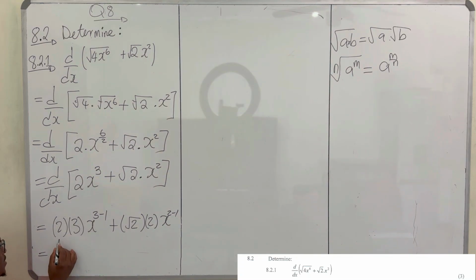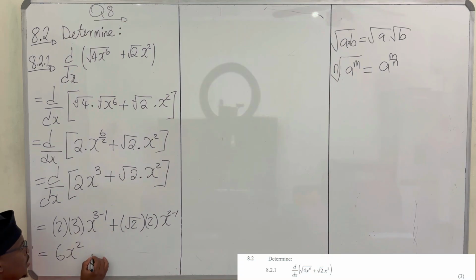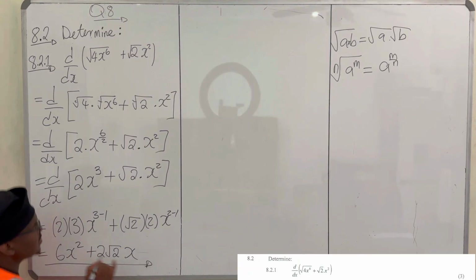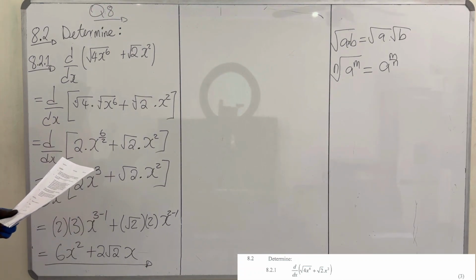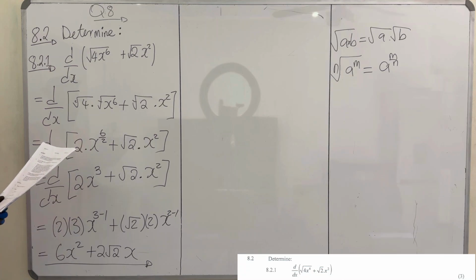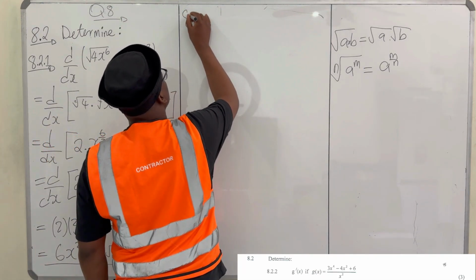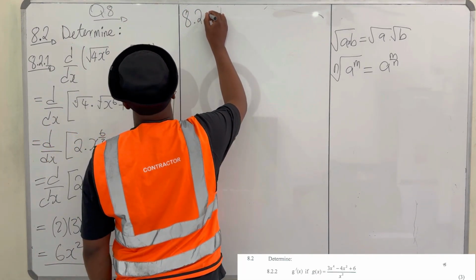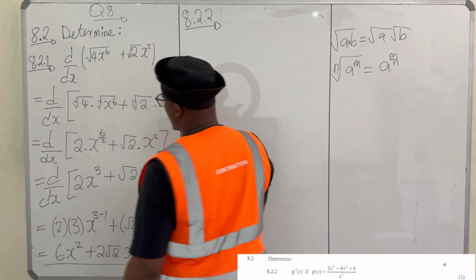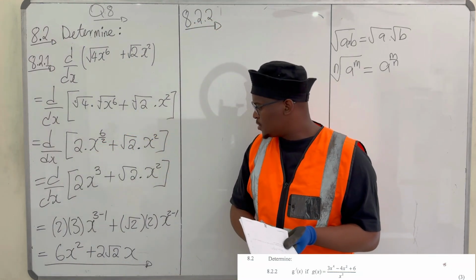So this is equal to what? This is 6x raised 2, plus 2 root 2 x. So this is the derivative of the first thing with respect to x. And we're done with it. So we'll move on to the next question, which is 8.2.2. That's where we're headed at this very moment.